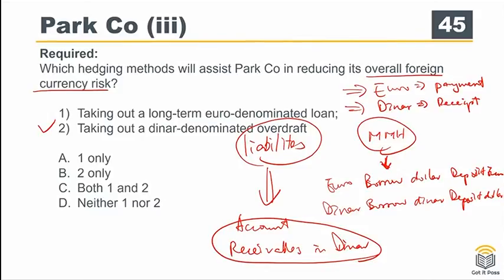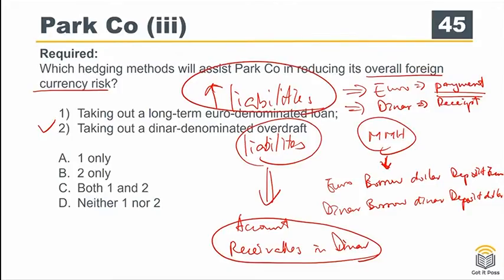But for the third statement, we have the payment already in 6 months' time. So in other words, the first statement is increasing the liabilities instead of matching the assets and liabilities, right? So it's not correct in reducing the overall foreign currency risk. In this case, option A is correct. Sorry, option B is correct. Option B, 2 only.